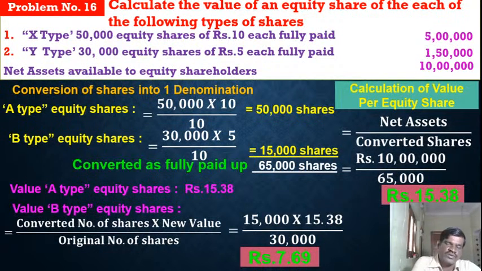Here I must give one special instruction. Whichever shares you want to convert, you have to convert them and then calculate. The type that comes first is the first type. For the second type, while converting you have to apply this formula: converted number of shares into new value divided by original number of shares. This is a formula. Convert 10 rupees into 5 rupees, or 5 rupees into 10 rupees. When there is a different face value of shares given in the problem, in that situation you have to calculate like this.